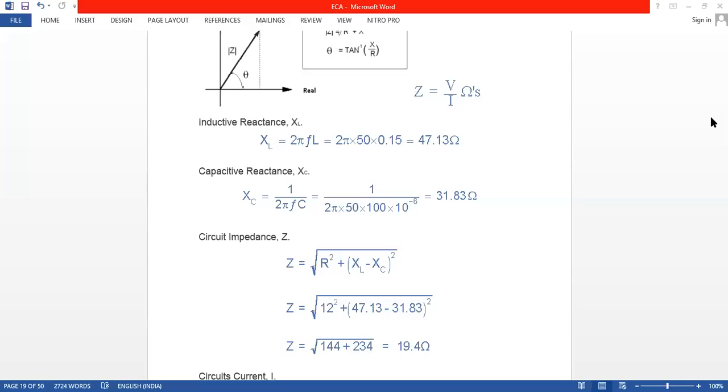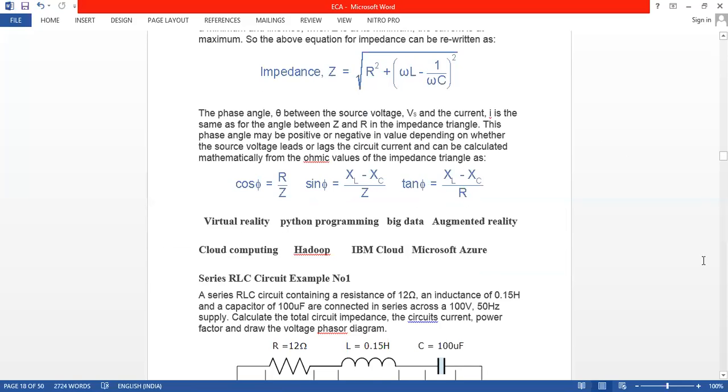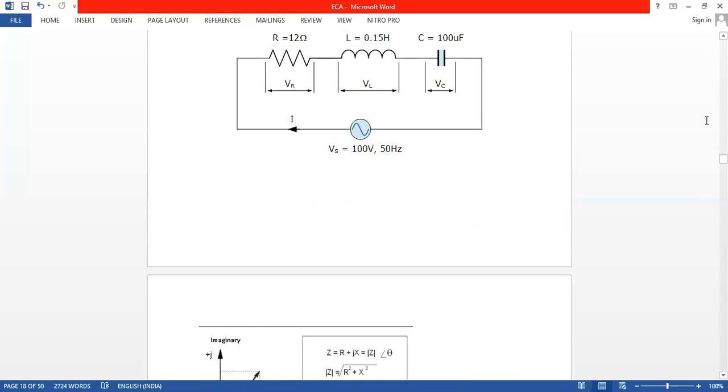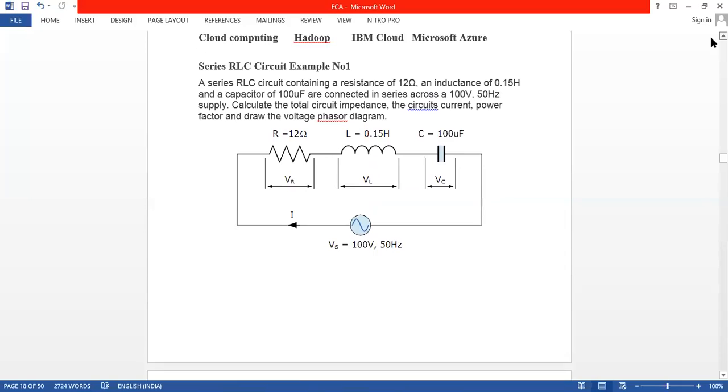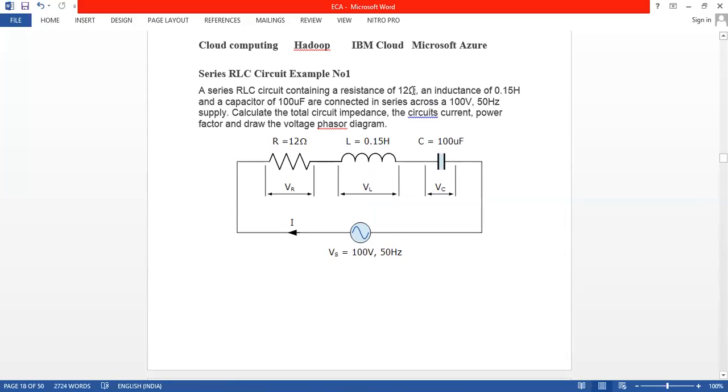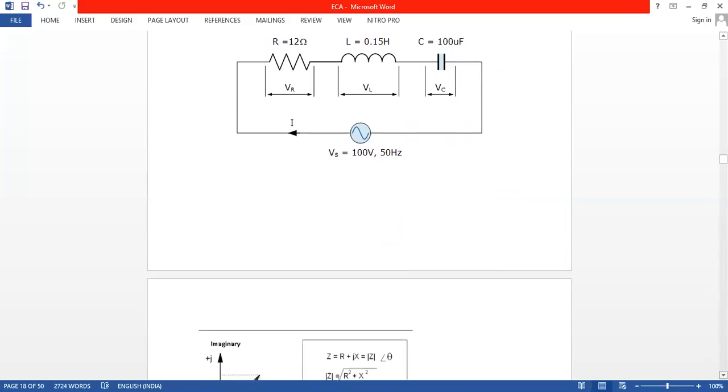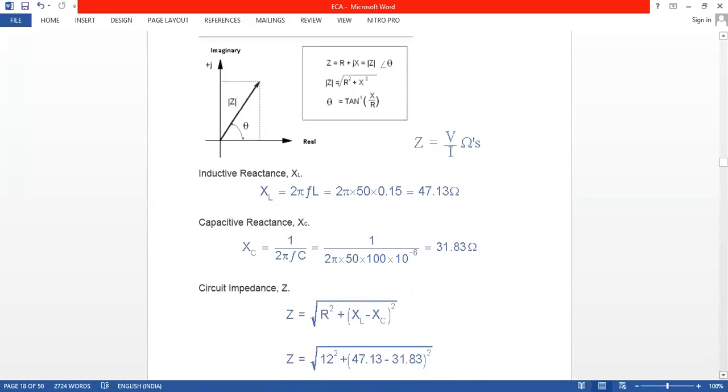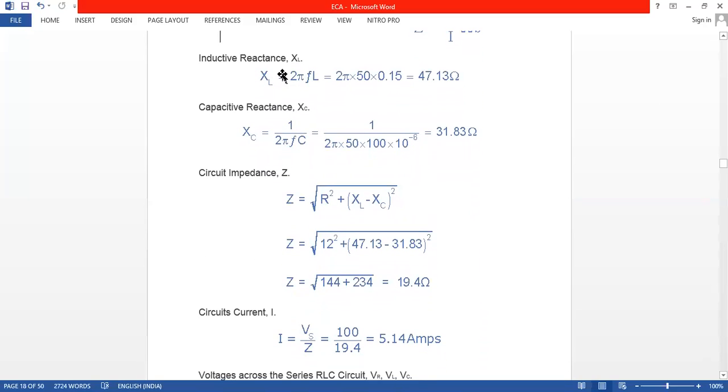So first, if you see an RLC circuit, or if they give resistor, inductor and capacitor in a circuit, they have given resistance value 12, inductance 0.5 and capacitor value 100 microfarads, 10 power minus 6. So immediately we have to write the XL and XC value. So you must practice with the calculator also. XL we have to calculate and XC we have to calculate.